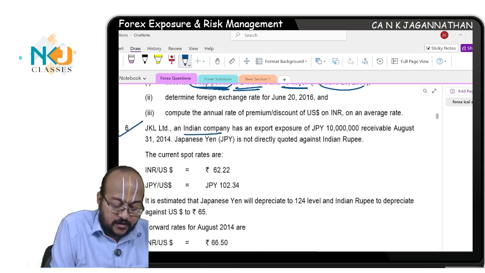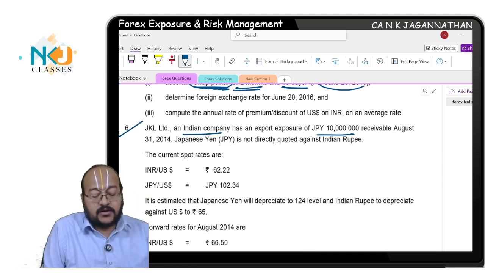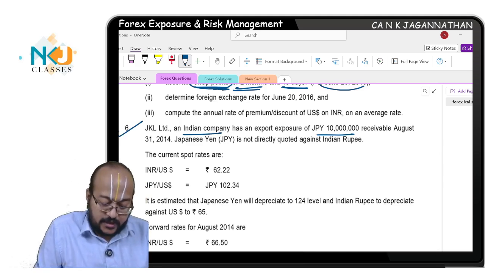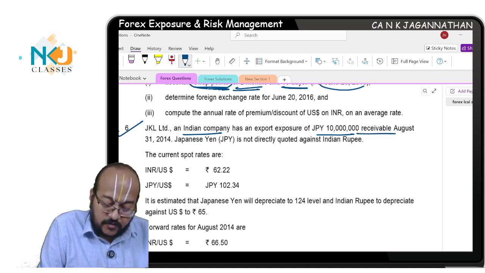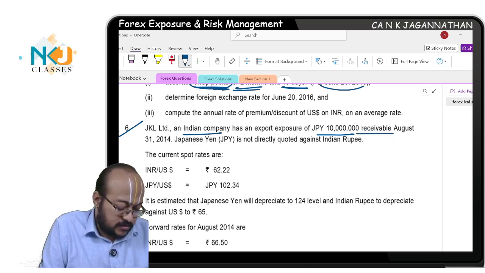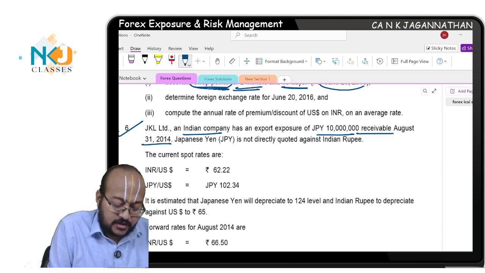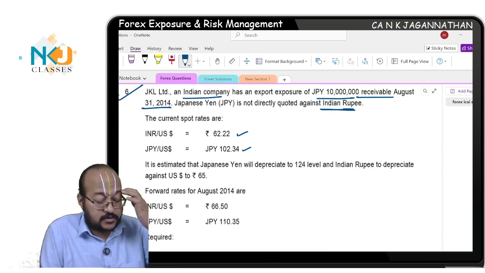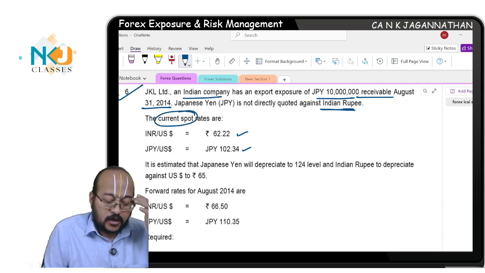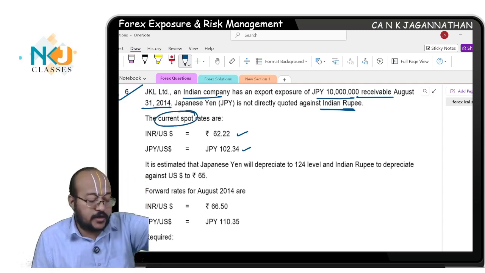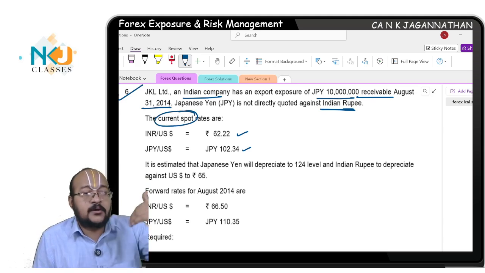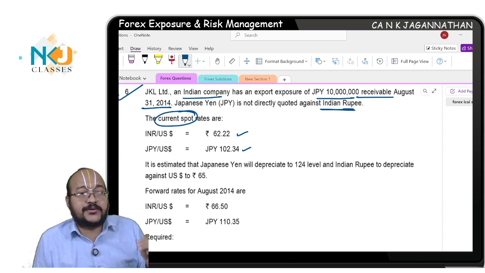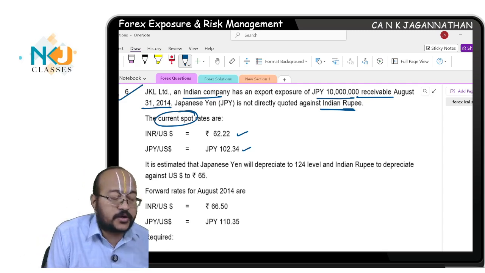JKL Limited, an Indian company, has an export exposure of Japanese yen 10 million receivable on August 31st, 2014. Japanese yen is not directly quoted against Indian rupee. The current spot rates, INR per US dollar and Japanese yen per US dollar, are given. This is the current spot rate as on today. The date is not mentioned, but the maturity date is 31st August, receivable after 1 month, so assume today is July 31st. So this is the current spot rate as of today.